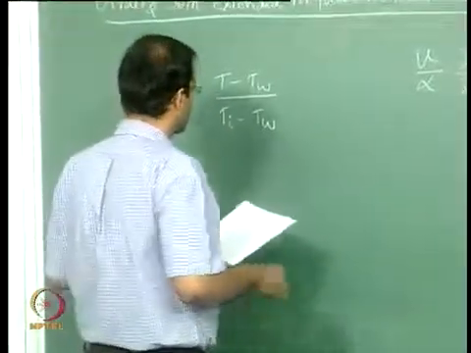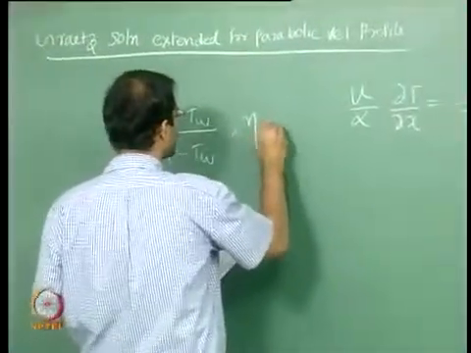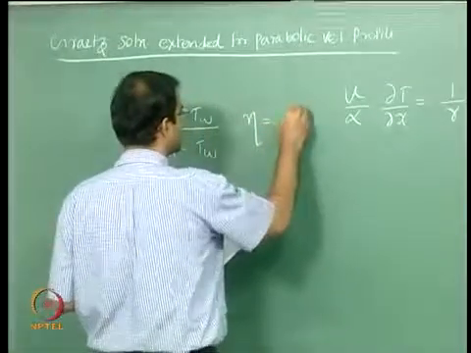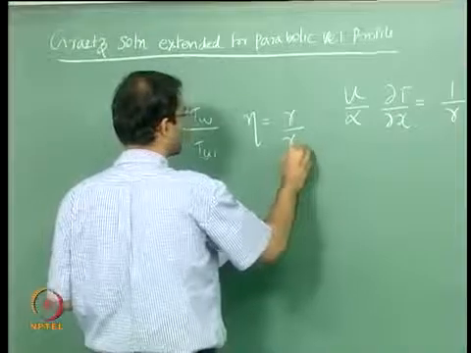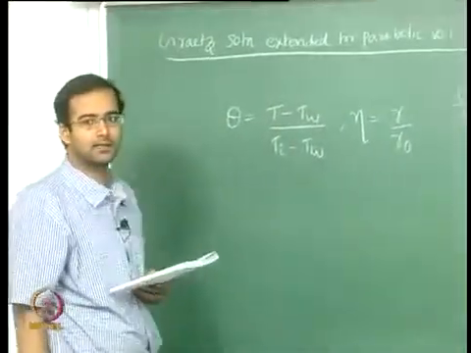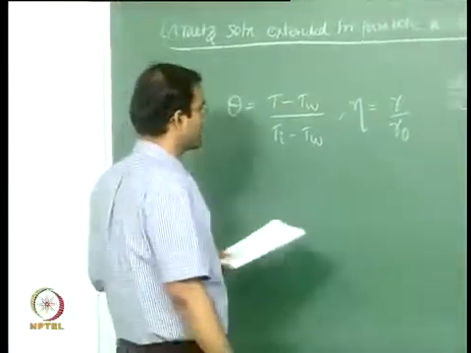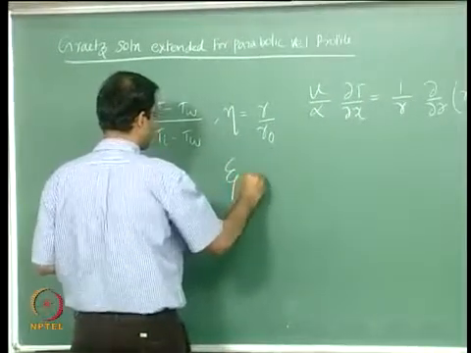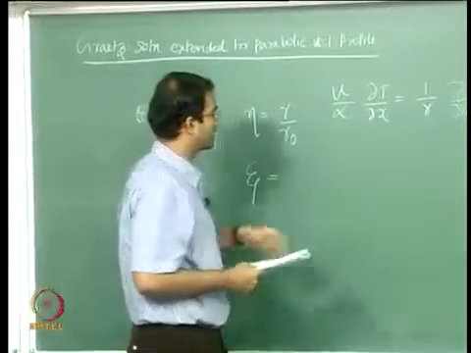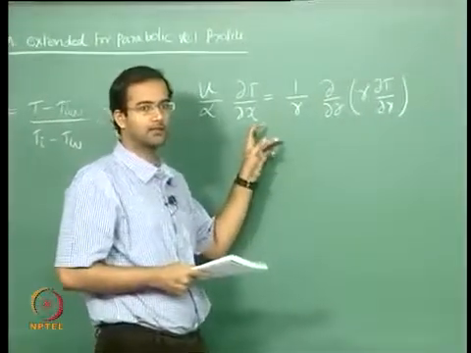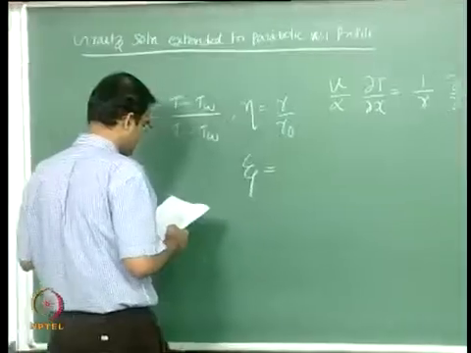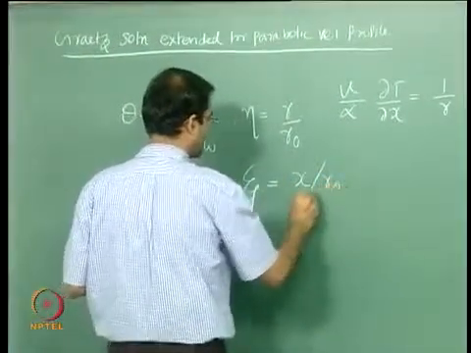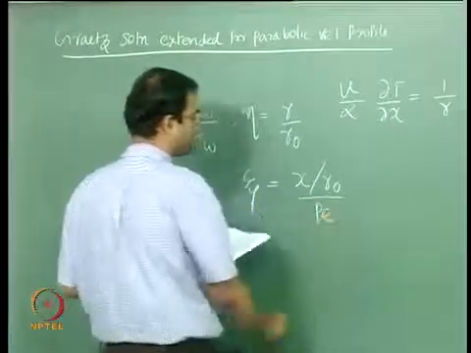So these are the boundary conditions for theta defined this way. And we will also introduce a non-dimensional radial coordinate. We will use the symbol eta, so that will be r by r naught, that is the radius of the duct. Okay. And we will introduce another non-dimensional coordinate for the axial coordinate. So we will use the symbol zeta for that, and we will define this as x by r naught by Peclet number.